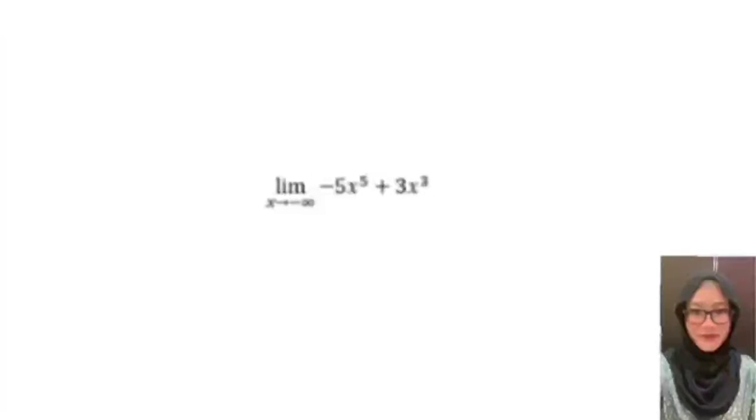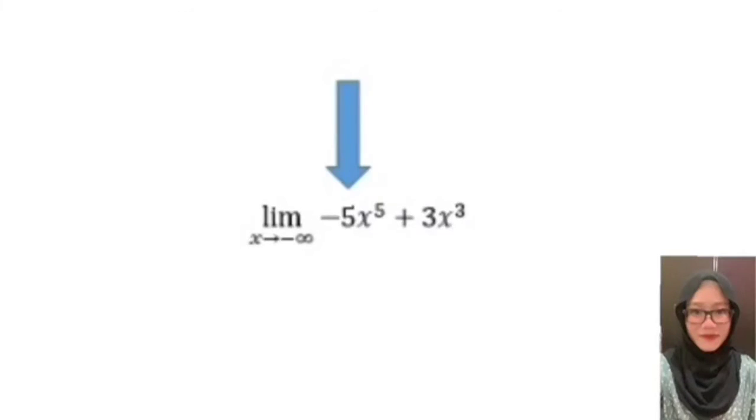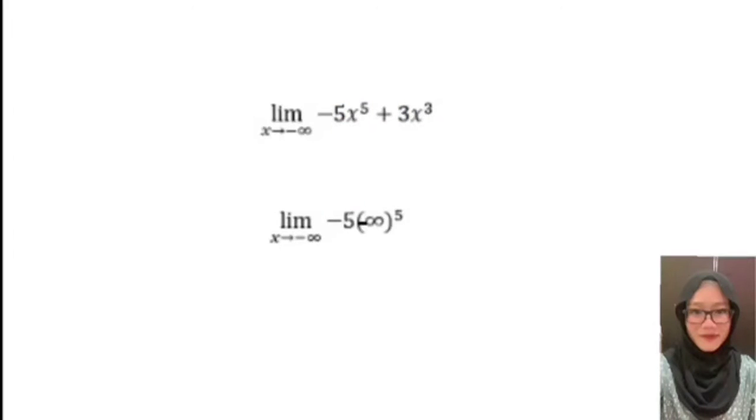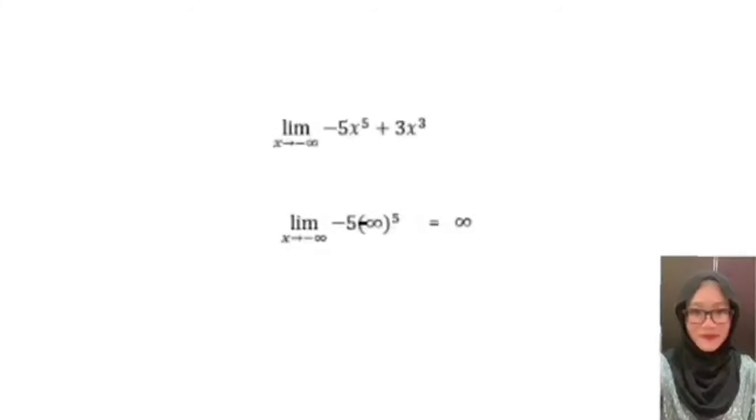Then the second question, the limit as x approaches negative infinity of negative 5x^5 plus 3x^3. Find the highest degree and substitute negative infinity into negative 5x^5. Then we will get positive infinity.